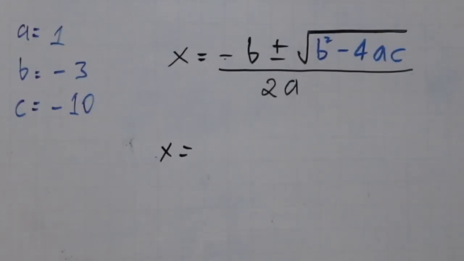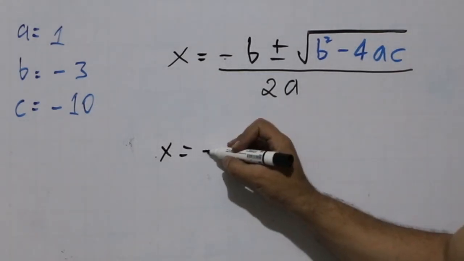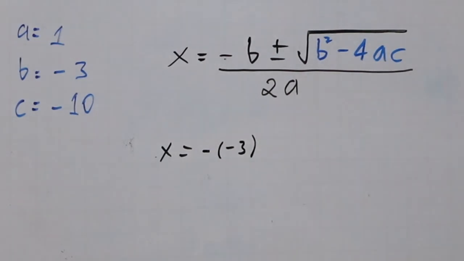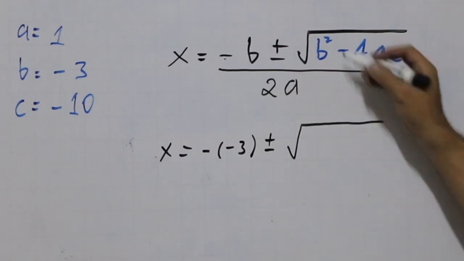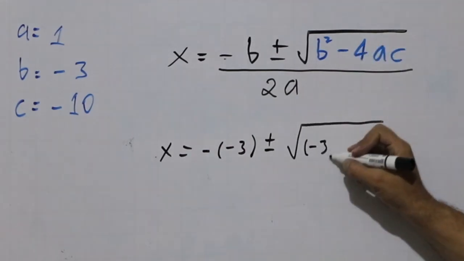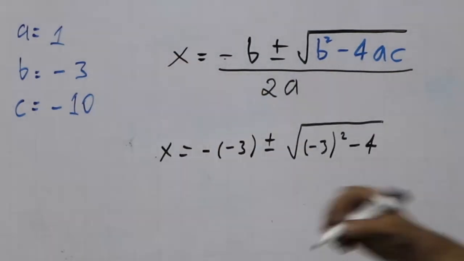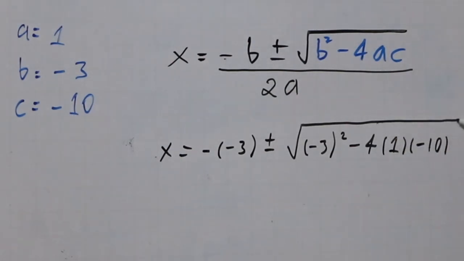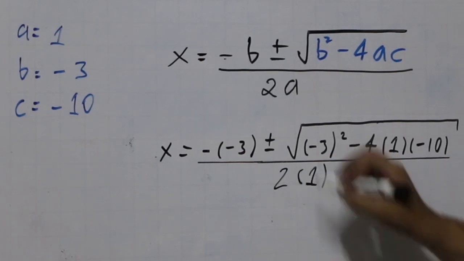Now it's time to really solve the equation. We have to replace these letters with the numbers that we have here. So that's minus b, and b is minus 3, so it's really important to put the parentheses there. Plus minus the square root of b squared, that's minus 3 squared, minus 4 times a, and a is 1, and times c, and c is minus 10. That's over 2 times a, so 2 times 1.